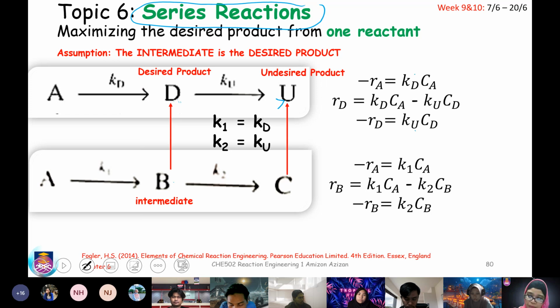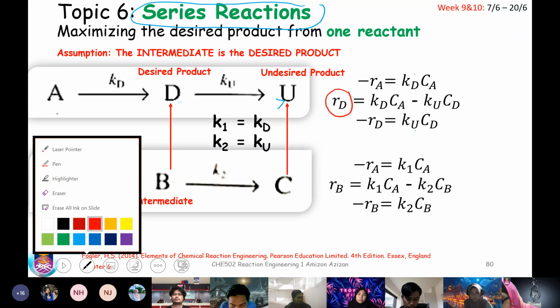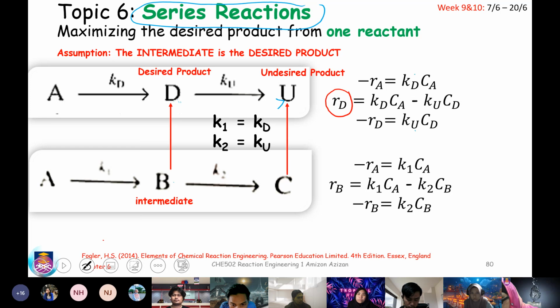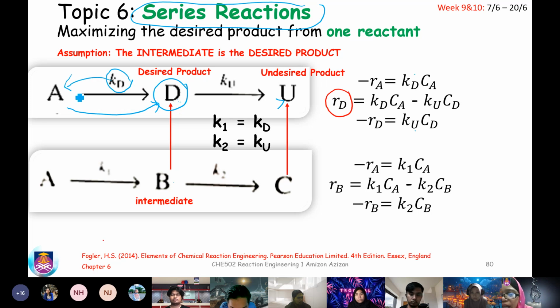Okay. Now, we want to write the rate of formation. I'm going to use blue color. Rate of formation of the desired product, which is the intermediate. So how do we do that? To know how much D is produced is simply K_d times the C_A. Right? So that is the rate of formation.